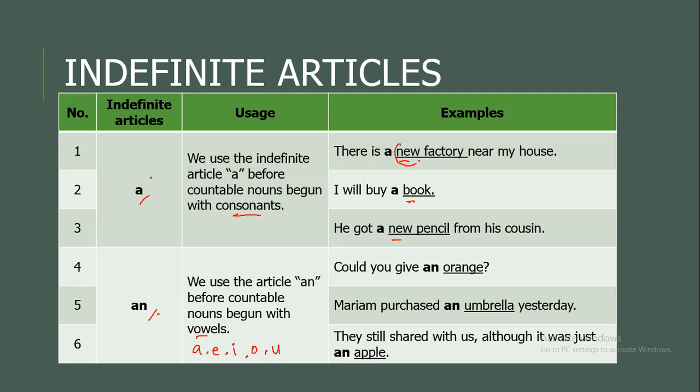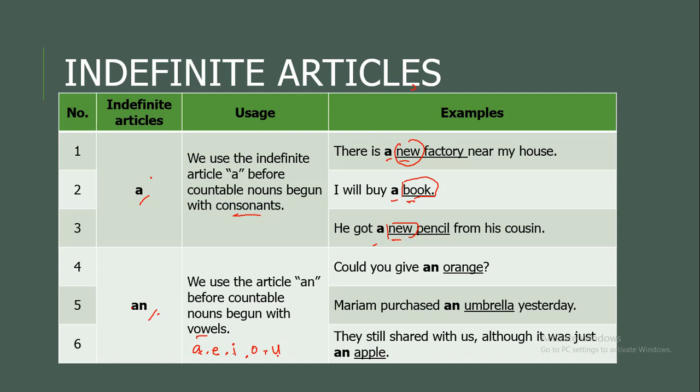New begins with the consonant sound, so that's why we do not say there is an new factory, but we say there is a new factory. I will buy a book. Book is just the same, it begins with the consonant, and new here again begins with the consonant too. So that's why we just need a. Indefinite articles.